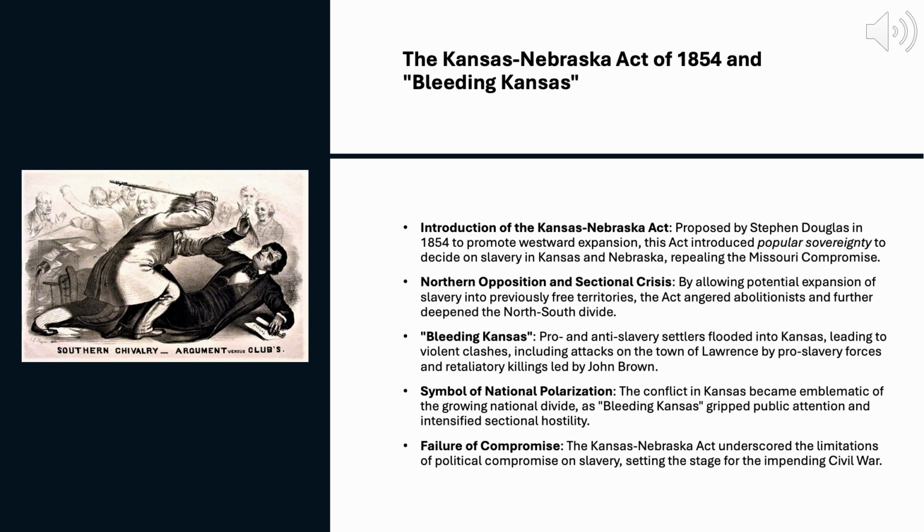The violence and lawlessness in Kansas became emblematic of the broader sectional conflict, as newspapers across the country reported on the bloodshed and political leaders debated the implications for the future of the Union. The Kansas-Nebraska Act had failed to provide a peaceful resolution to the question of slavery in the territories, highlighting the limitations of political compromise and setting the stage for a broader national confrontation.